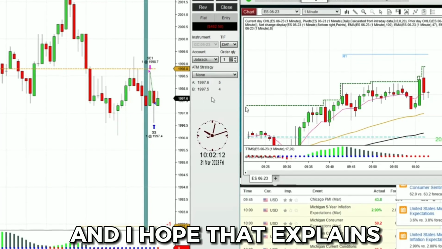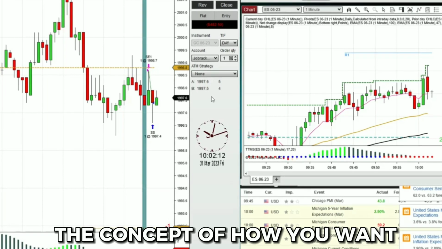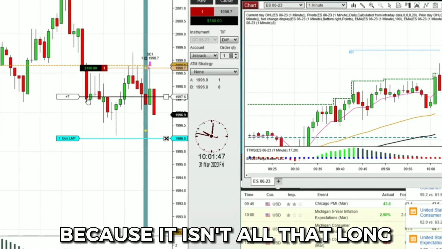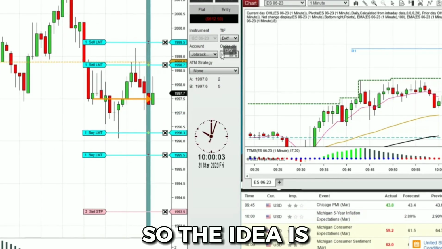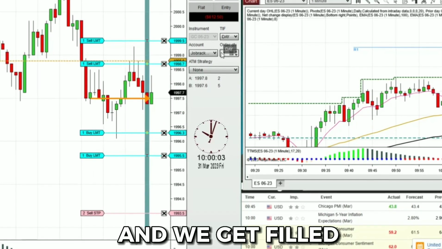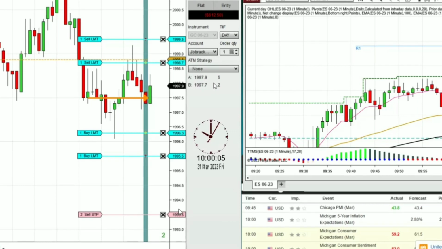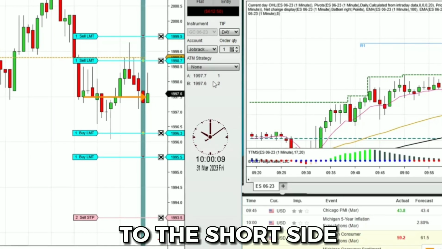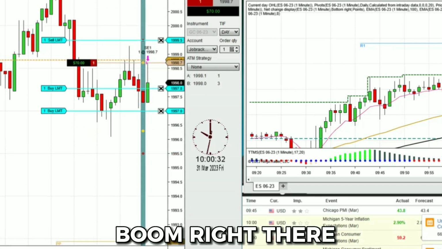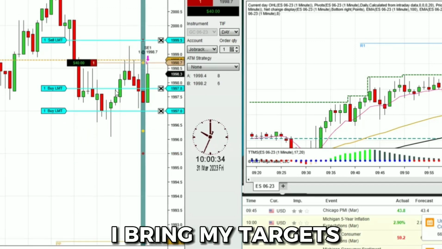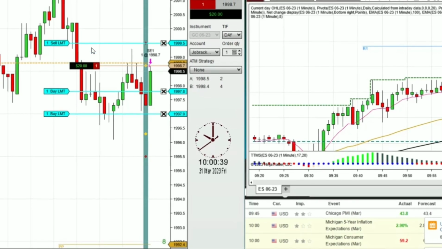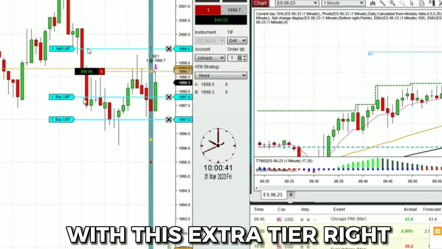I hope that explains the concept of how you want to do it with the cancel. Let me show it to you one more time because it isn't all that long. The idea is the price goes up and we get filled, okay? And then we're filled to the short side. Boom, right there. I bring my targets into a place where I believe they can be reached. Now I have to deal with this extra tier.